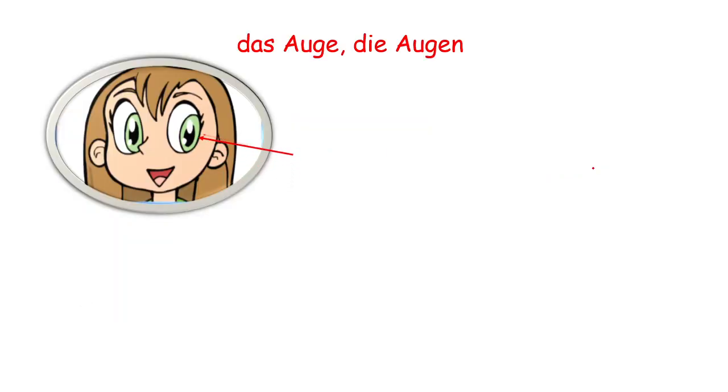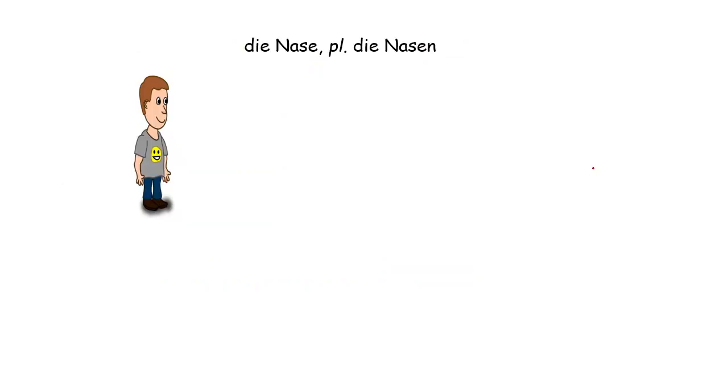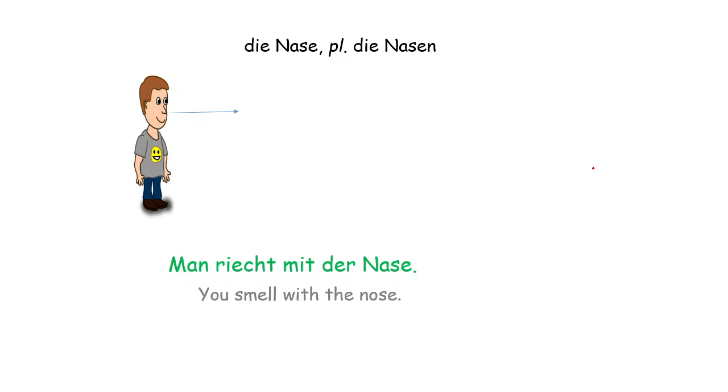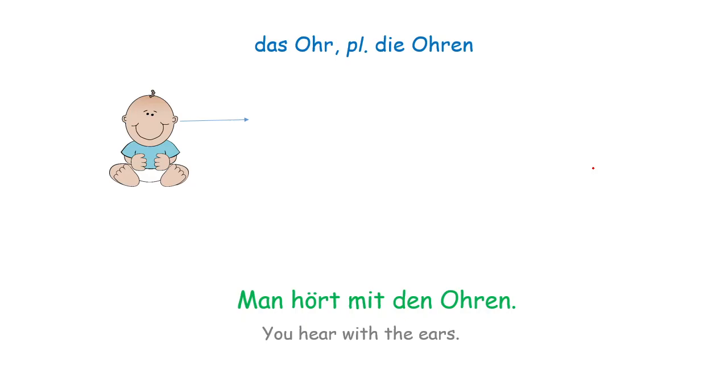Das Auge, die Augen. Man sieht mit den Augen. You see with the eyes. Die Nase, die Nase. Man riecht mit der Nase. You smell with the nose. Das Ohr, die Ohren. Man hört mit den Ohren. You hear with the ears.